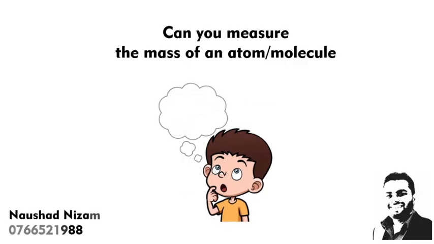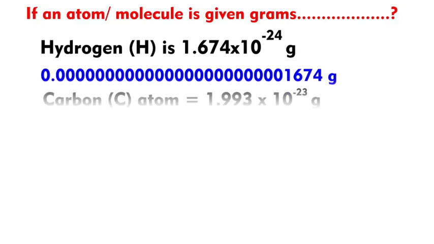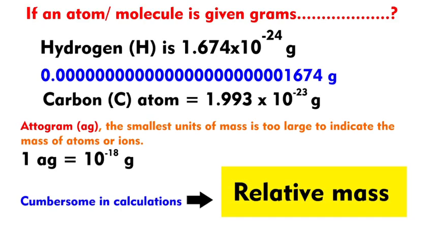When you look at the mass of a hydrogen atom, it is a very, very small number of grams. Generally, you can observe the mass of a hydrogen is 0.00, around 20 zeros, 1674 grams. So there are no devices that can measure these tiny particles, whose mass is in the order of 10 to the power minus 24 grams.